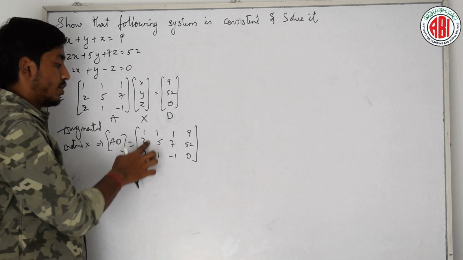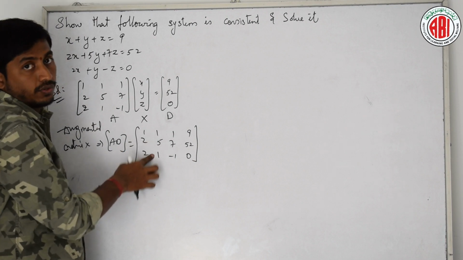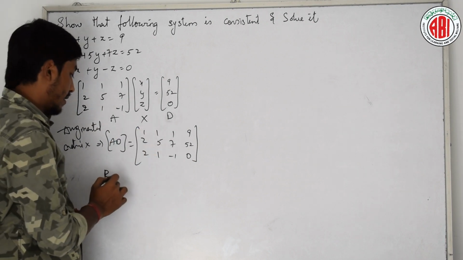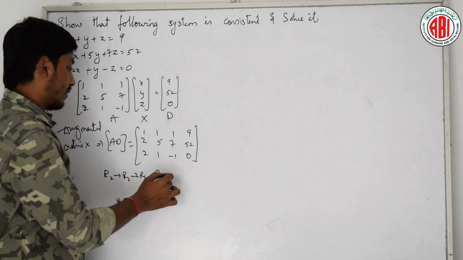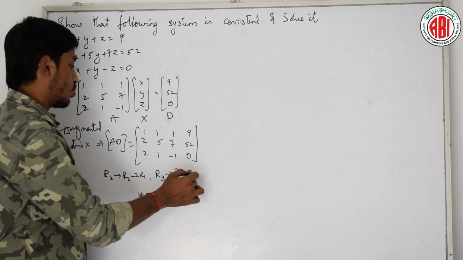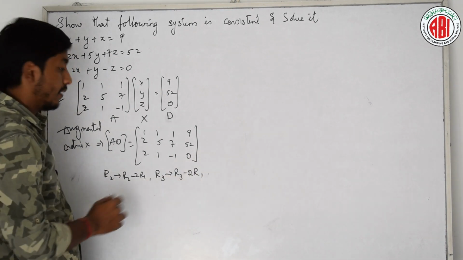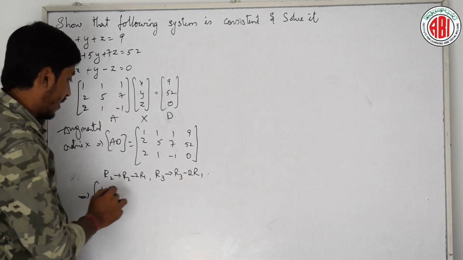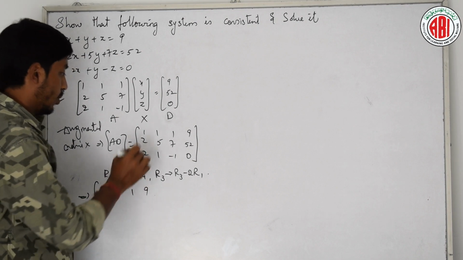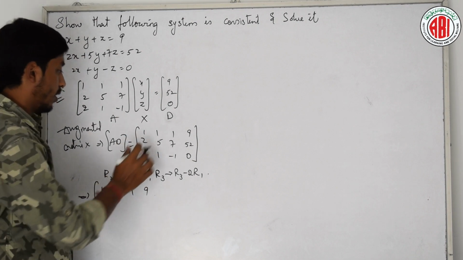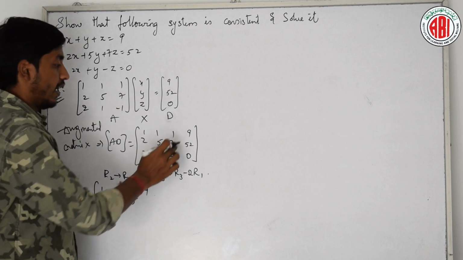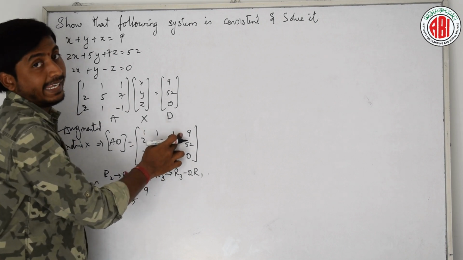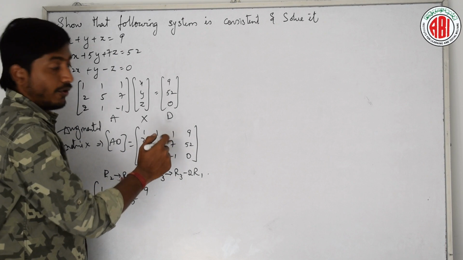What's the first step? We have to make these two elements as zeros, 2 and 2. That is R2 tends to R2 minus 2R1, R3 tends to R3 minus 2R1. Is it clear? That is 1, 1, 1, 9, 2 minus 2, 0, 5 minus 2, 3, 7 minus 2, 5. Here 52 minus 18. How much is it? 34.